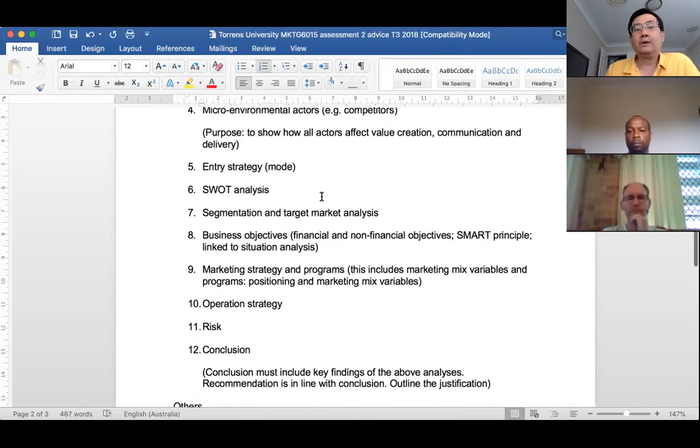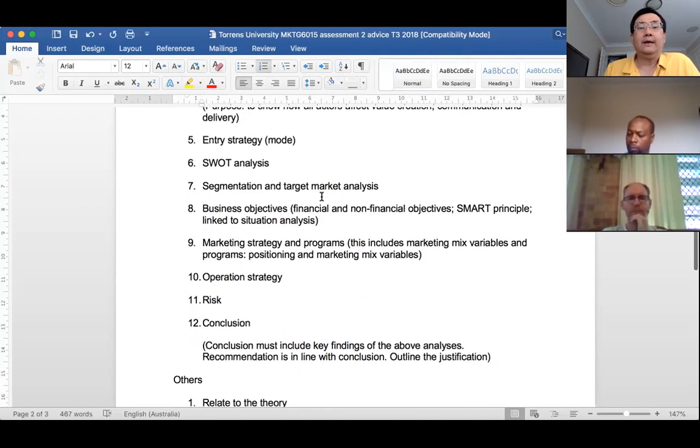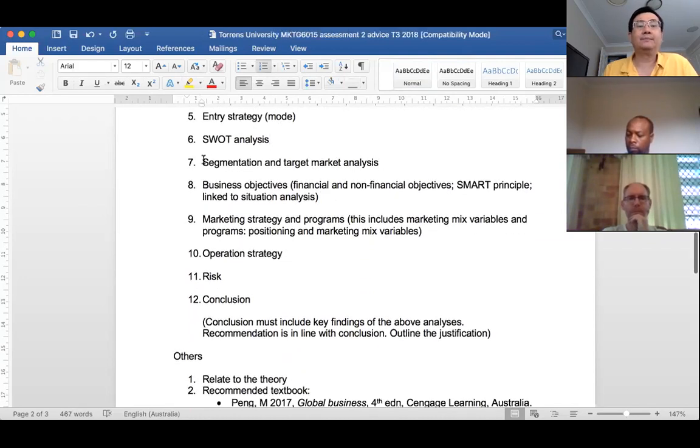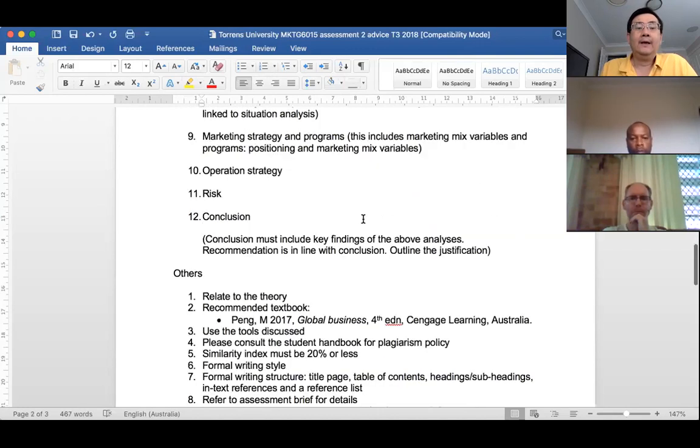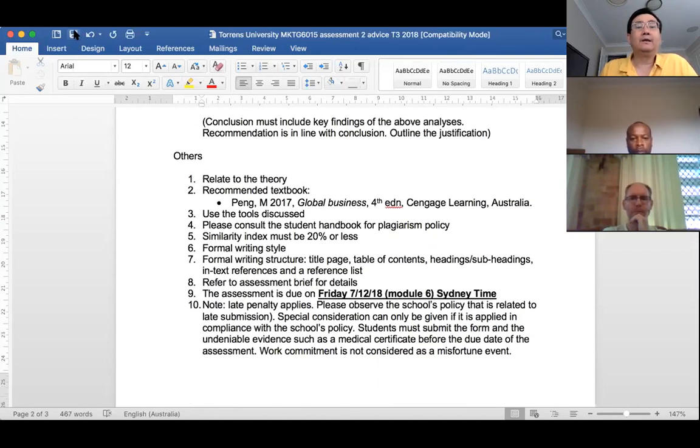And then the SWOT analysis, and segmentation and targeting analysis. This is part of the marketing analysis that we are going to discuss in the next few weeks. Business objectives and marketing strategy and programs, operational strategy, risk, and conclusion. What are the key findings? What are the things that we need to do to ensure that it is successful? All right, relate to the concepts.